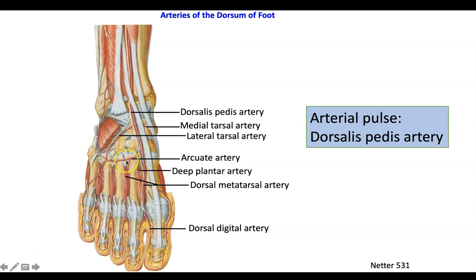And also the arcuate artery, another branch, crosses transversely over the bases of the second, third, fourth metatarsal bones. And the arcuate artery gives rise to the dorsal metatarsal arteries, which course in between the metatarsal bones, and that give rise to the dorsal digital branches which supply the lateral side of the lateral foretoes.